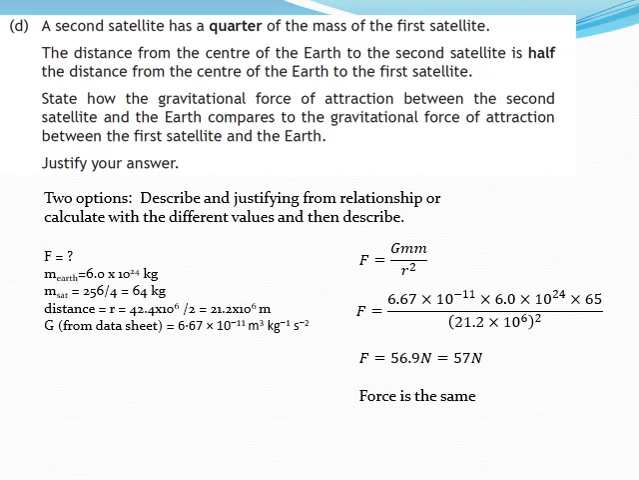So you can substitute in those numbers, G times the mass of the Earth times 64 divided by half the distance squared, and you end up with 57 newtons. So the force is the same. So like I say, you would have to be a little bit careful if you rounded the mass of the satellite earlier, or indeed the distance. We didn't in this case, but it's possible that we might have done. Then you may get a number that is not exactly the same.